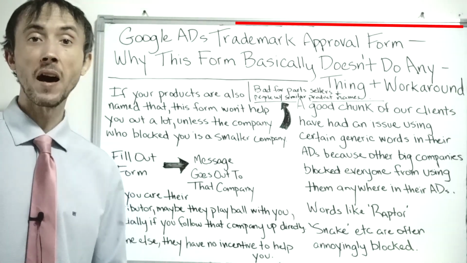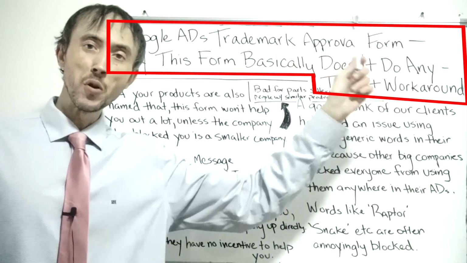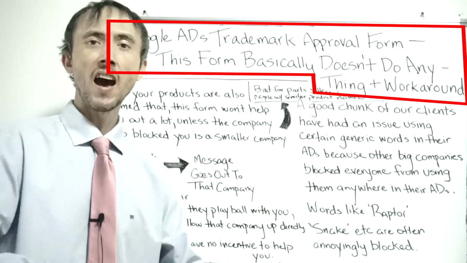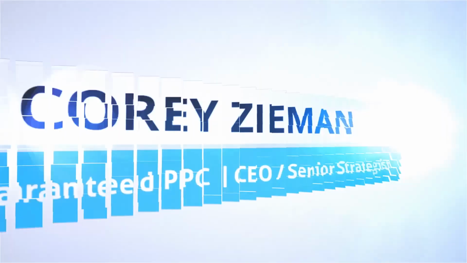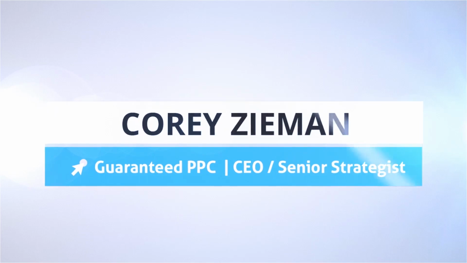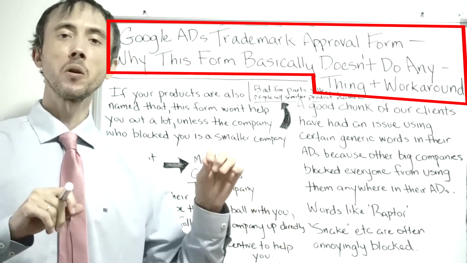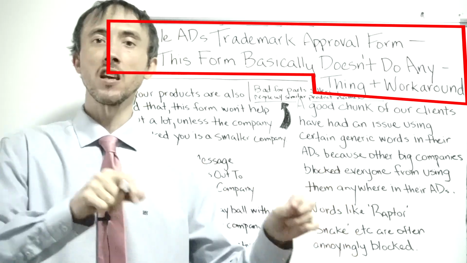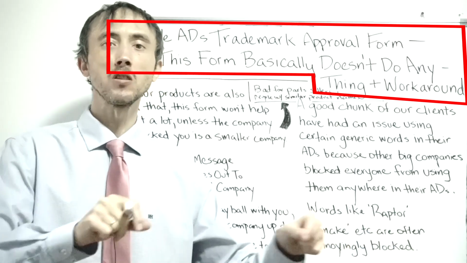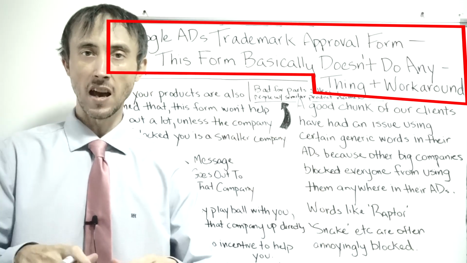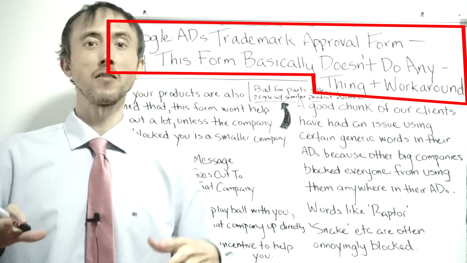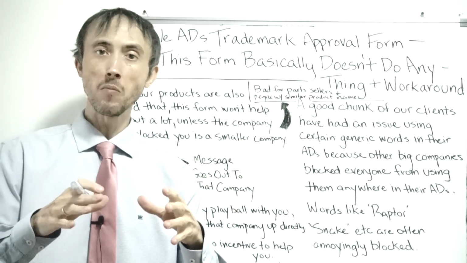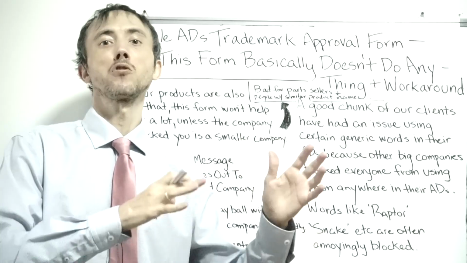Today's video, we're going to talk about the Google Ads trademark approval form, or basically the form where you are going to try to ask for permission from Google or get approval from Google so you can advertise and put certain trademark terms in your ads that are currently getting shut down or disapproved right now. That could certainly be because your product name has a trademark term, and you can't now have your own product name in your ad because Google's saying somebody else has trademarked that term.